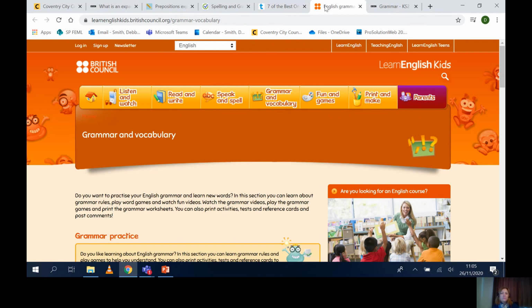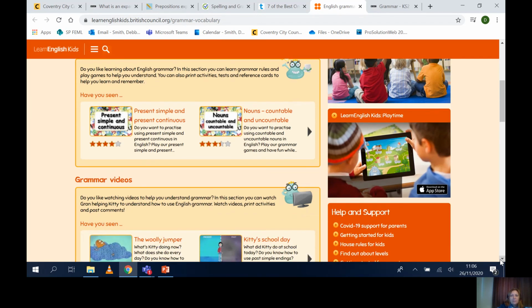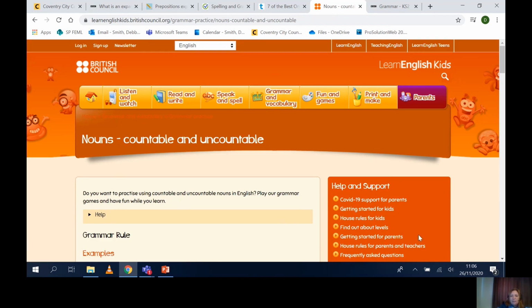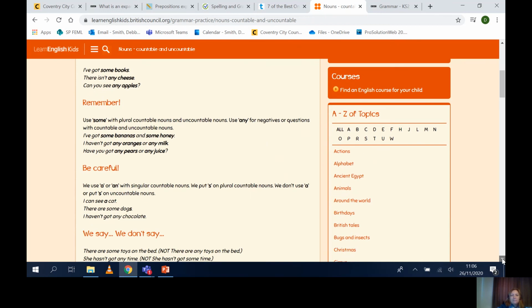From the British Council, this is really good. This is used a lot for people with English as an additional language or a second language. And there's lots of different topics, and it's a good website. I'd advise you to have a look at it anyway. This is the grammar section, and you've got some practice on here. So you've got some grammar games that you can have a look at. For instance, this one's about nouns, and it explains the rules for you, and there's sections for parents as well on here.